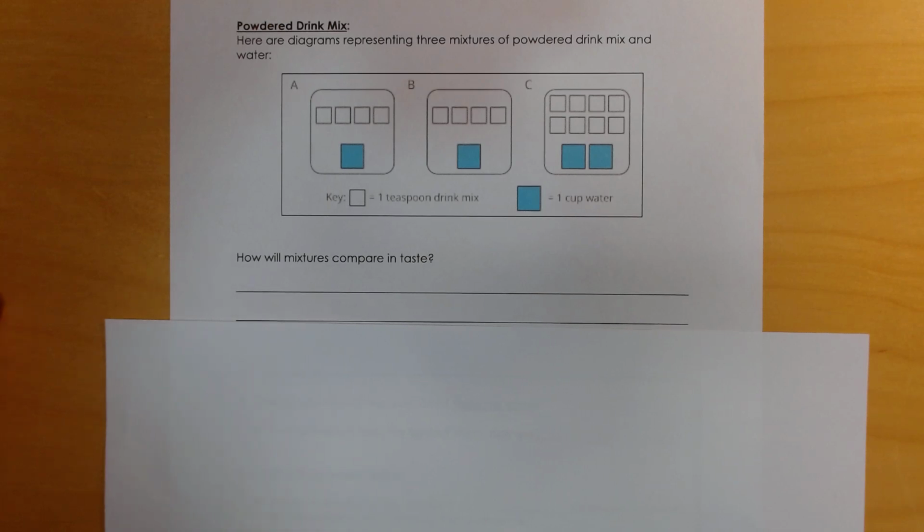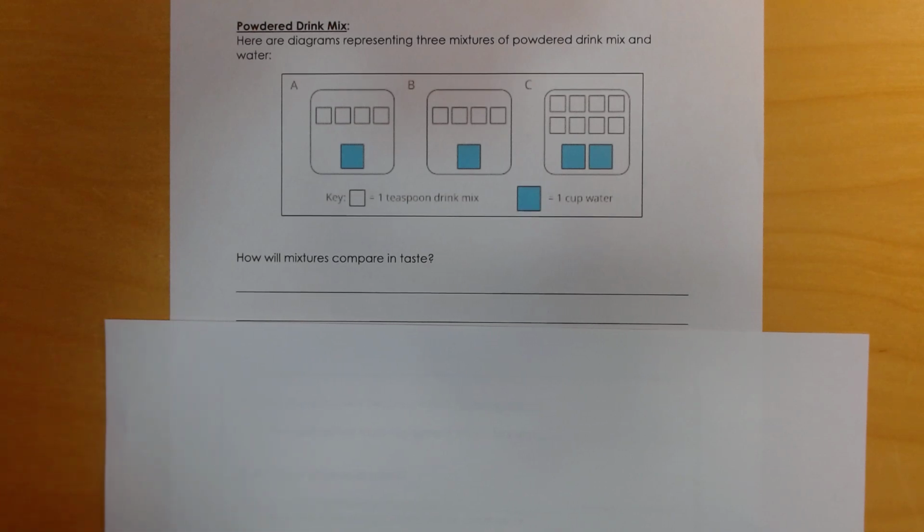In this video, let's talk about using diagrams to represent ratios, as well as introduce a word called equivalent ratios. So here we have a diagram that represents three different mixtures of powdered drink mix, like a Kool-Aid, and some water. My question is, how will the mixtures compare in taste? Well, I think it's pretty obvious if you look at A and B that those are going to taste the same. Why? Because their ratios, the ratio of mix to water, is exactly the same.